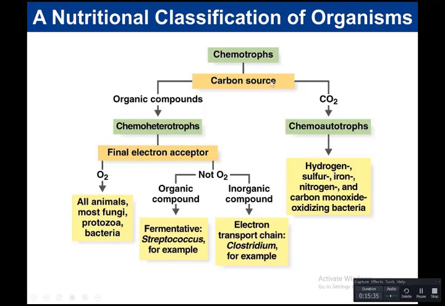If we now go over here, carbon source is now carbon dioxide. We call these chemoautotrophs. Remember, auto refers to self-feeders. They don't take in organic carbon, they take in inorganic carbon. And so examples of this would be hydrogen, sulfur, iron, nitrogen, and carbon monoxide oxidizing bacteria. So these do metabolism just a little bit different.